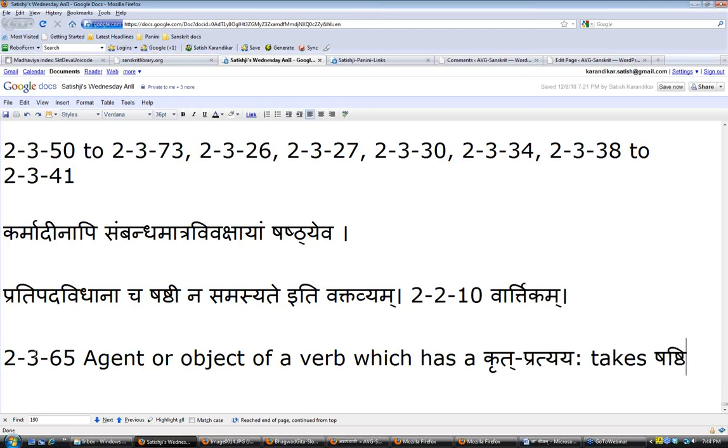Okay. And the main Apavada for this, the main exception for this, is 2.3.69. Okay. Let's see what the book gives. Let's see what examples he gives in the book.